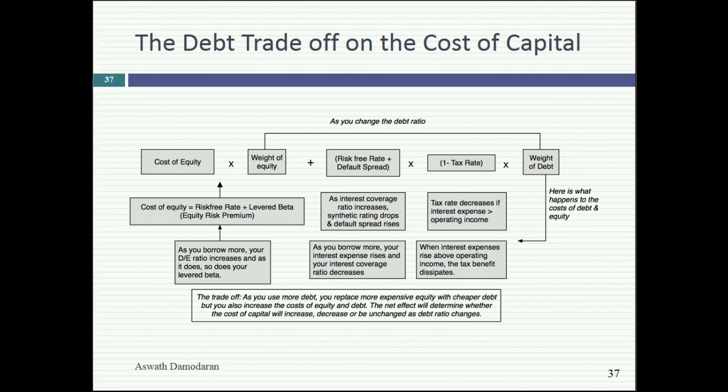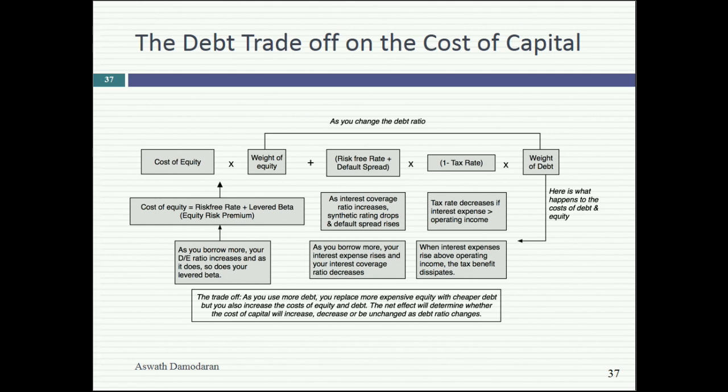Because here's where the cost of debt being cheaper matters. Here's the trade-off. When I borrow money, I am replacing more expensive financing, equity, with less expensive financing, debt. But as I borrow money, I'm also increasing the risk of both. The net effect is what's going to determine whether my cost of capital goes up or down. And here's the final missing piece in the puzzle.